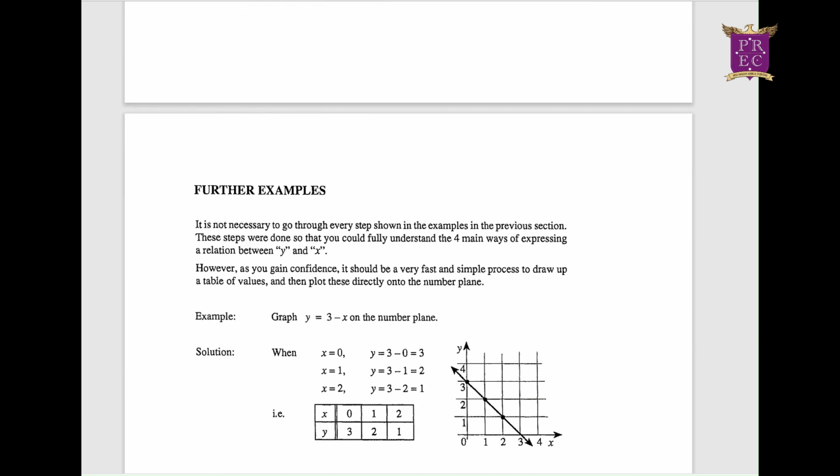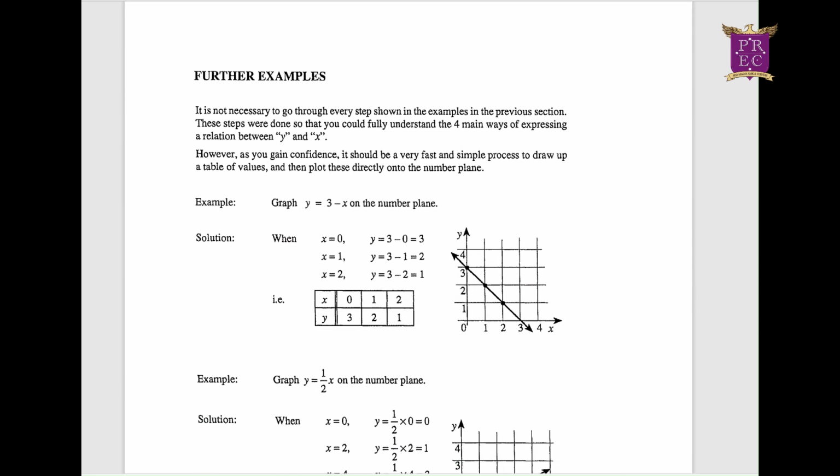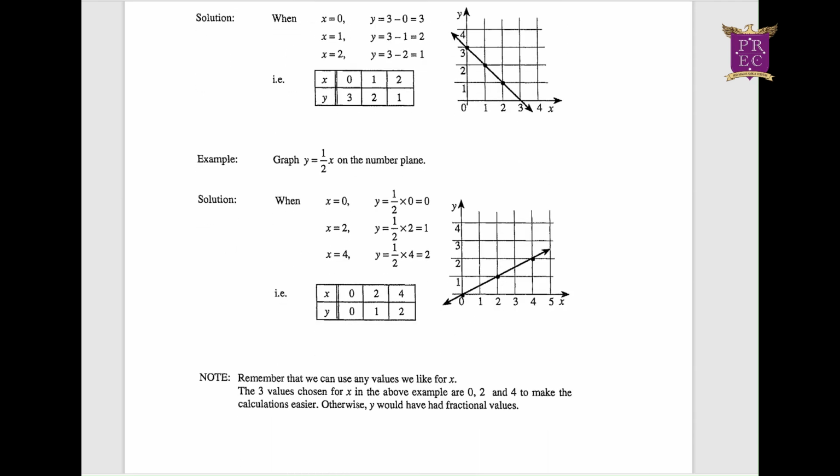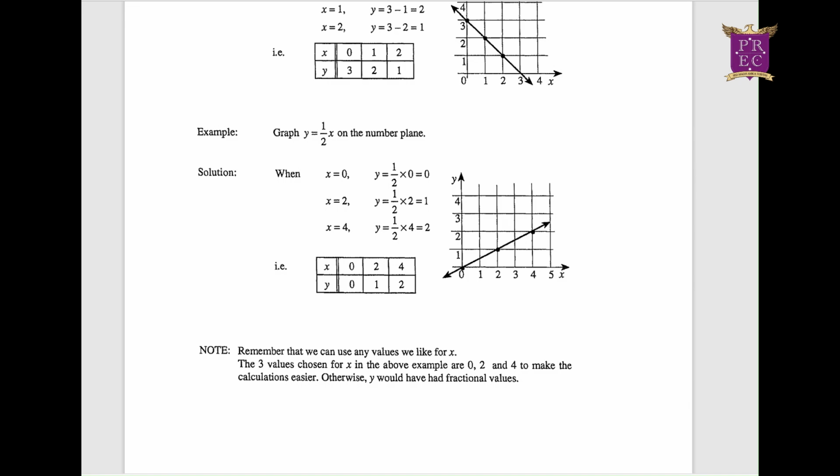We've got some further examples. They're graphically representing y is equal to 3 minus x. So you can graphically represent it, and you can use the table form as well. Okay, let's have a look. These are pretty easy. You're substituting values to get what the y value is, so substituting all the x values in the table.